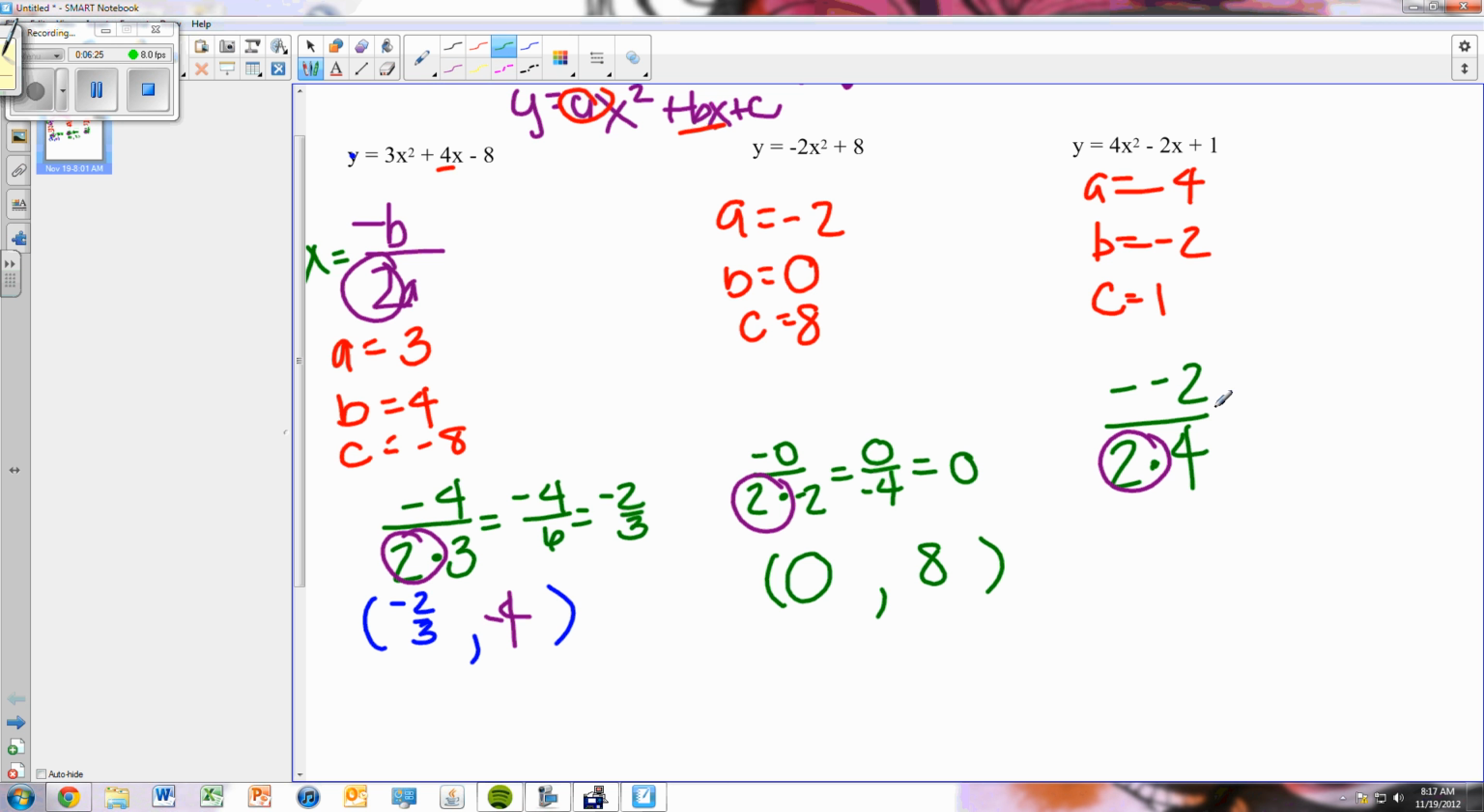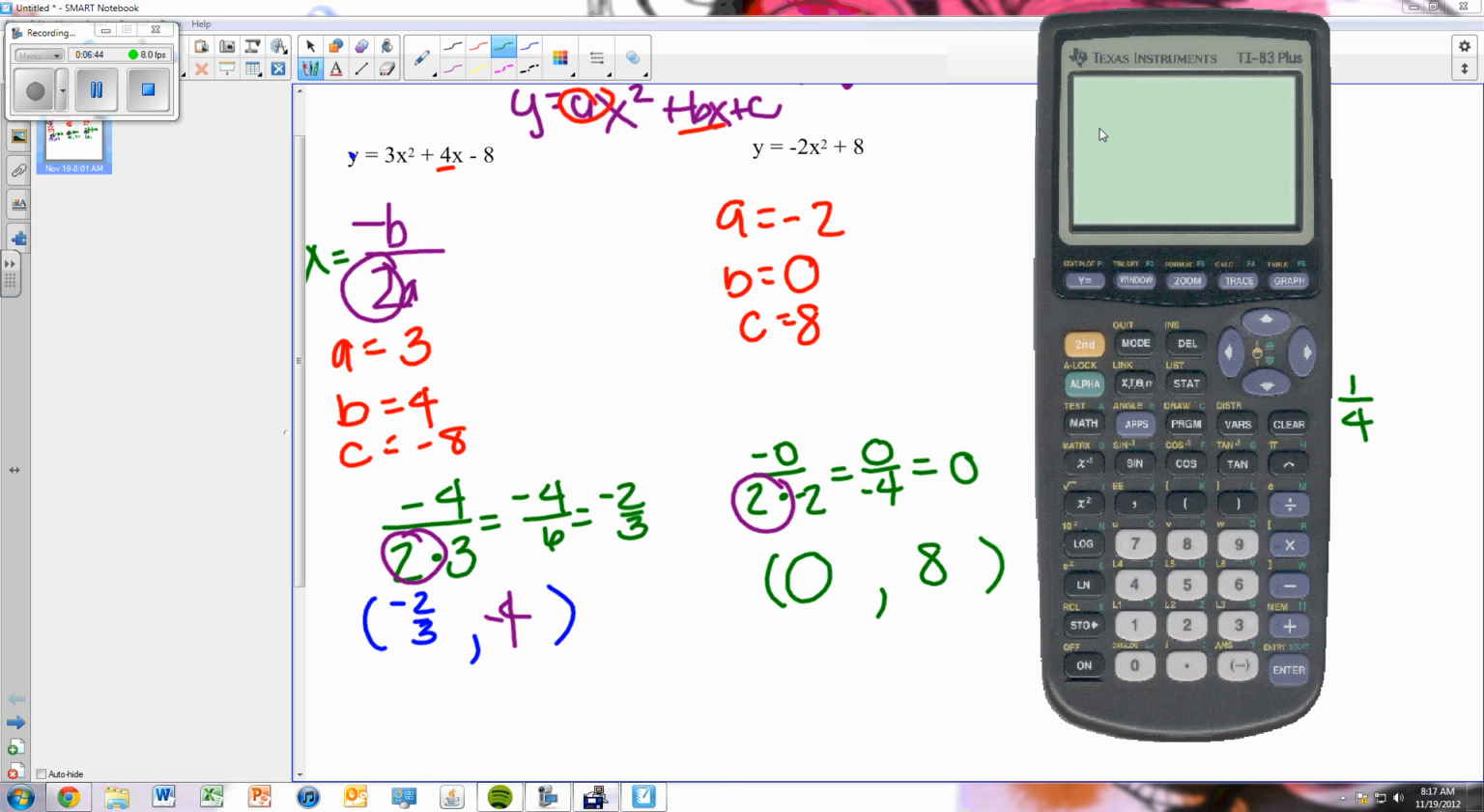So negative negative we said was positive 2. And then I have 2 times 4 on the bottom, which is 8. I can't divide 2 by 8, but I can reduce that to positive 1/4. So that's half my vertex. That's the x value. Now I've got to find the y value.